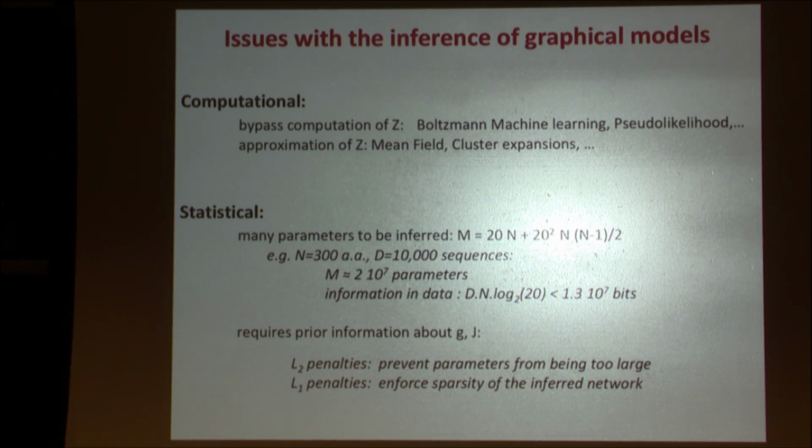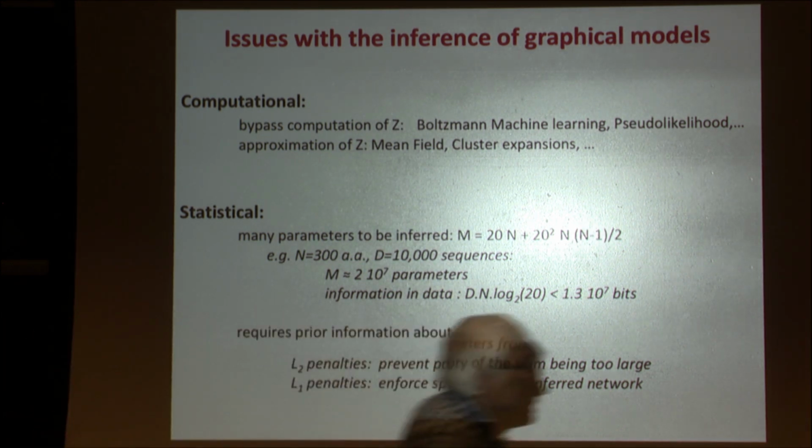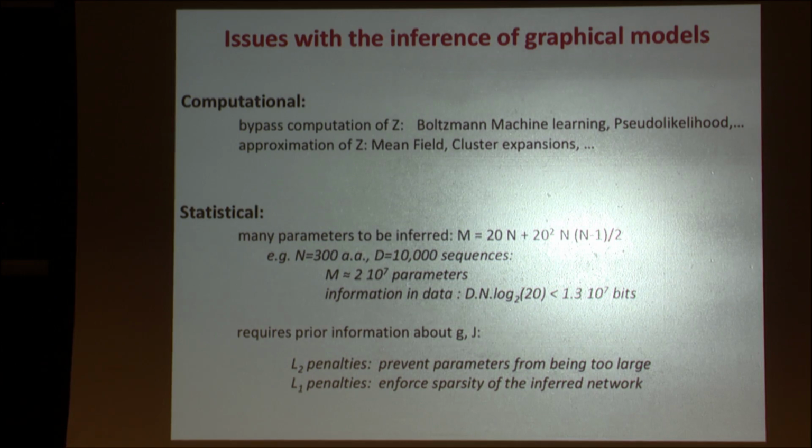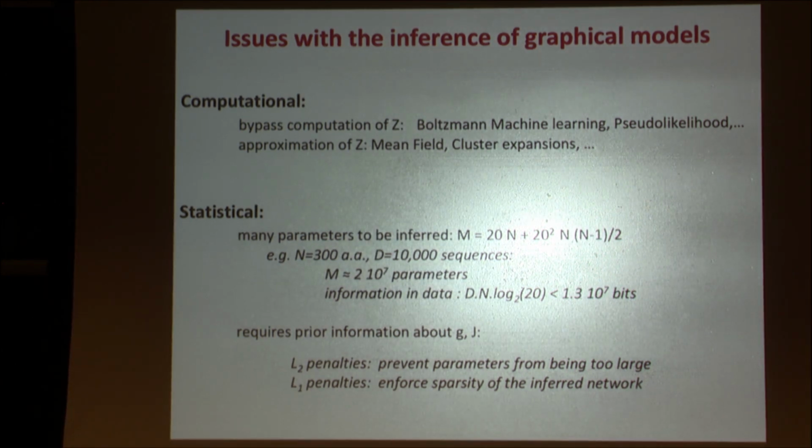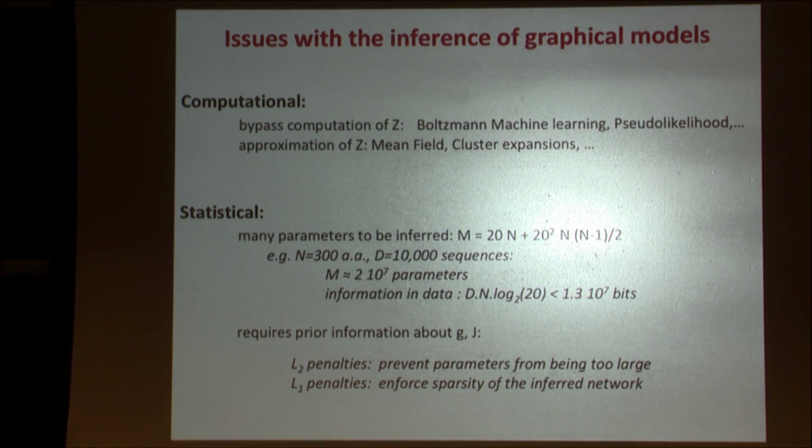Prior information, that is, you have to introduce some penalties. The penalties are typically L2 or L1 penalties. I don't know if you are familiar with that. It's just saying that instead of maximizing this, which is the log likelihood of the data, you say, OK, I have to make some compromise between maximizing this and the fact that I may use very large parameters or a very large number of parameters to do this maximization. So I will pay a price for that.